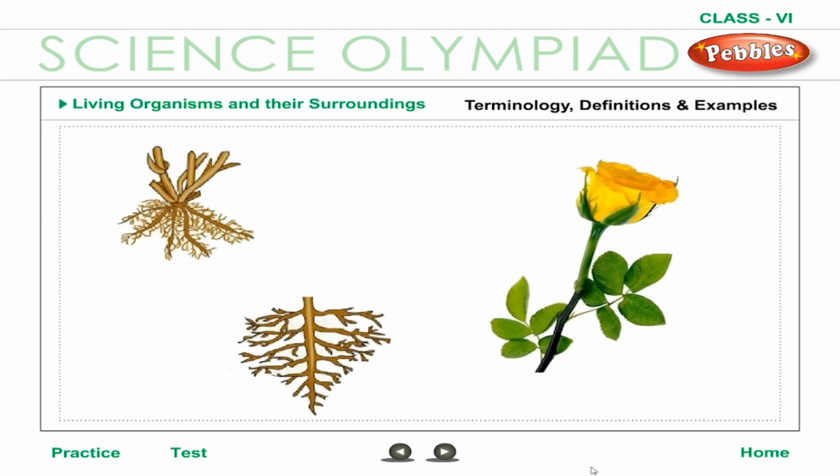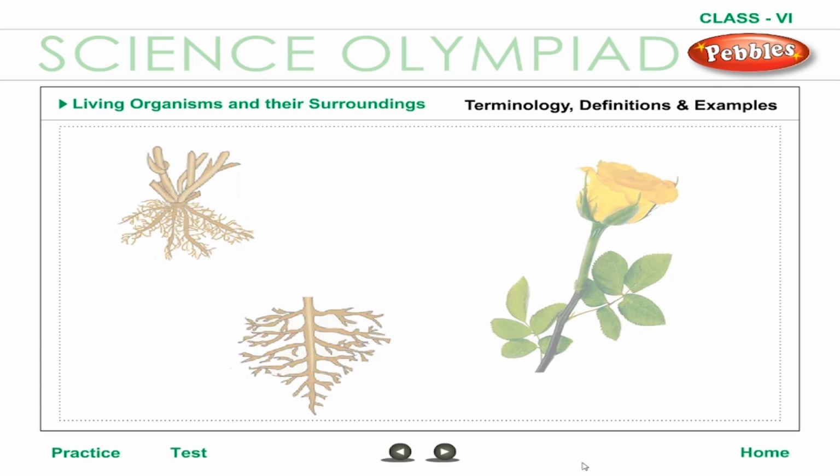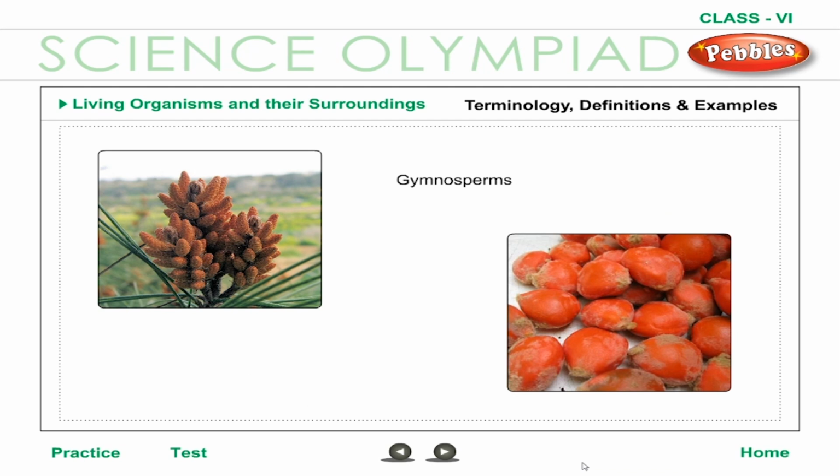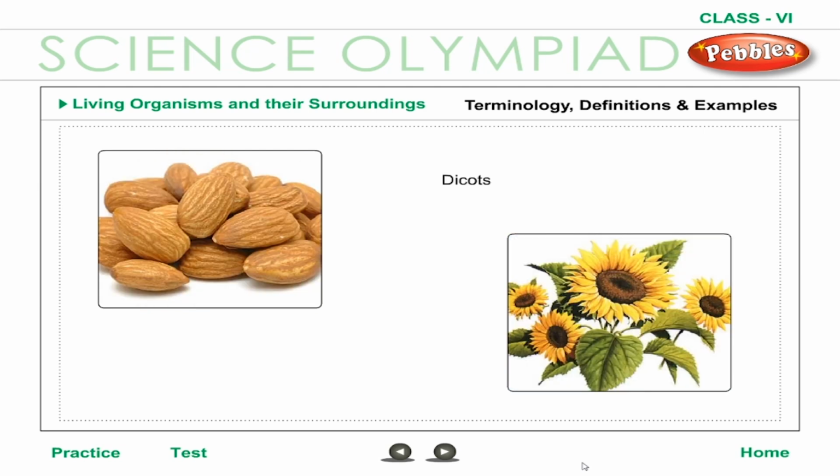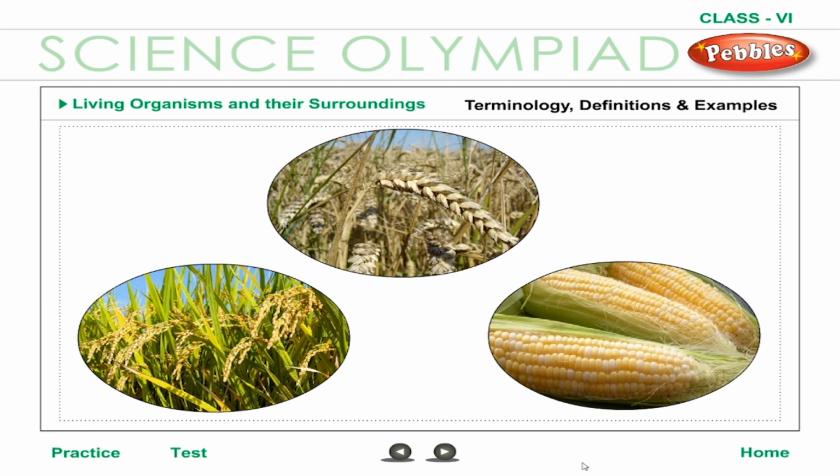Terminology, definitions and examples. Phanerogams. Flowering plants which have distinct roots, stem, leaves and flowers. Gymnosperms. Flowering plants with naked seeds. Example, Cycas, Pinus. Angiosperms. Flowering plants which have closed seeds. Example, mango, bean. Dicots. Plants whose seeds have two cotyledons. Example, almond, sunflower. Monocots. Plants whose seeds have only one cotyledon. Example, maize, wheat, rice.